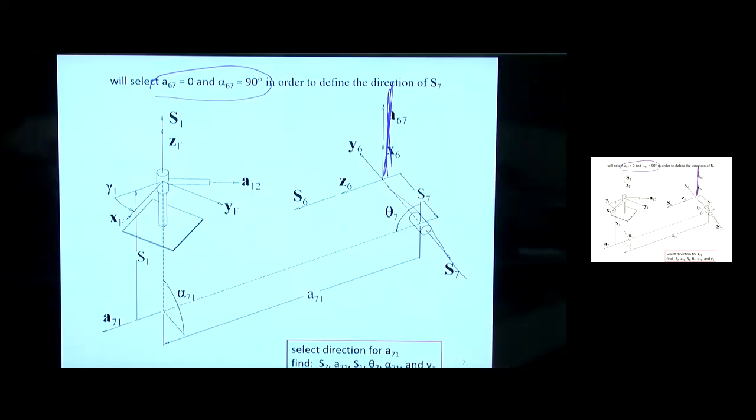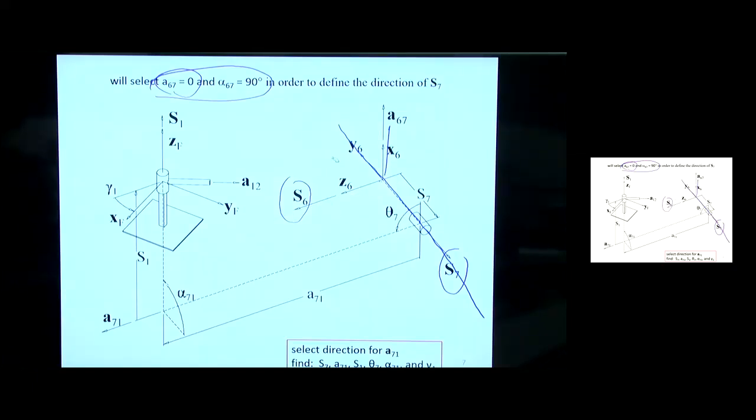So we picked those. He said, if I picked that, can I visualize the S7 now? Well, yeah, I walk no distance along the A67 to get from S6 to S7. So what that meant is this S7 line that we're trying to establish intersects the S6, so I can see the line.